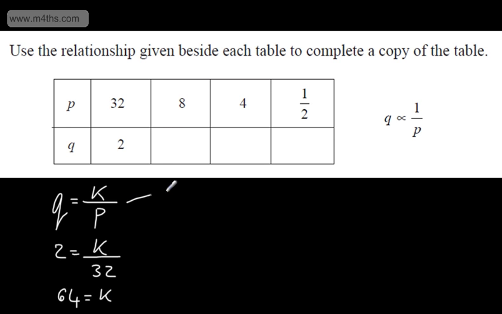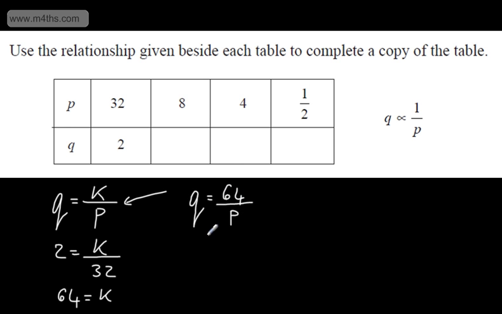So now, instead of writing this statement with the unknown k, this idea of a constant, that value doesn't change. The variables, the things that are going to change, are q and p. K is a constant. So we can now write that q is equal to 64 divided by p.